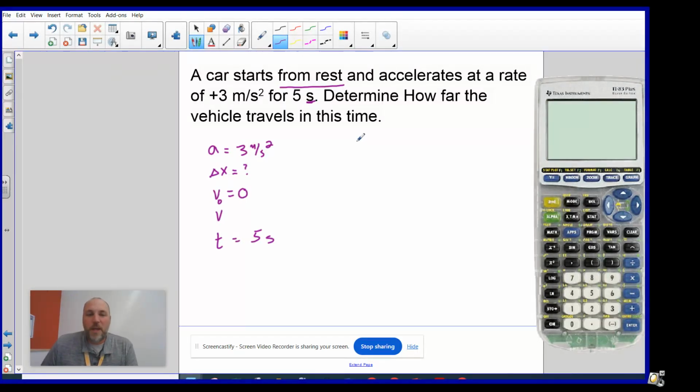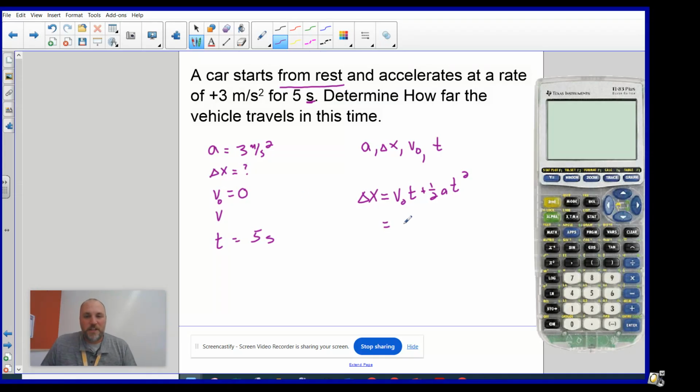I'm going to look for any kinematic equation that has acceleration, displacement, v initial, and t. As long as it has all four of those, I'll be able to rearrange to find displacement. And it looks like the second kinematic equation, which is v initial t plus 1/2 at squared, has all four of those things. So it's already rearranged for displacement, so I'm going to go ahead and plug in my values.